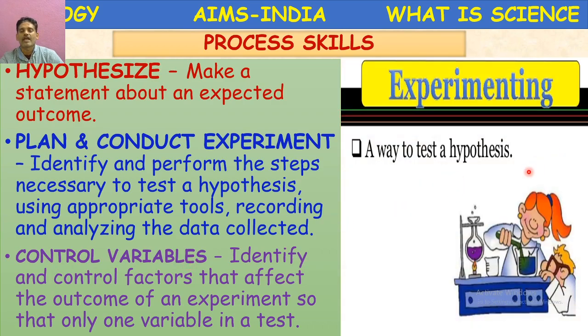So experimenting is a way to test a hypothesis. These are the equipment. So plan and conduct experiment: what is required here? A beaker, a spirit lamp, a measuring jar, chemicals, everything is ready. Only after planning, you have to start the experiment. During the experiment, you have to control variables. First hypothesize, then plan and conduct the experiment. In the planning, you obtain all requirements, then start the procedure, and during the procedure you have to control the variables. Then you will get the exact result.